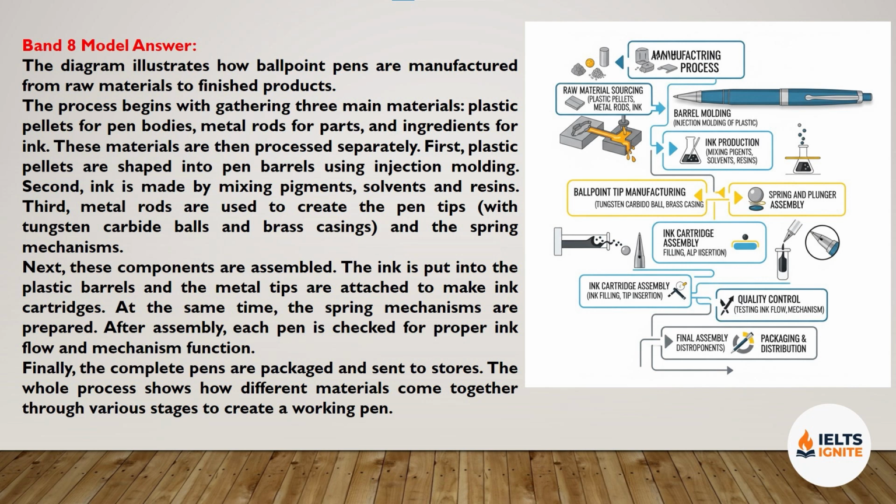Next, everything is assembled together. The ink goes into cartridges, the tips are attached, and the spring mechanisms are fitted. Then comes quality control, where pens are tested for ink flow and mechanical function. Finally, the pens are packaged and distributed to stores worldwide. Reminder: for production diagrams, highlight how different raw materials come together into one final product.